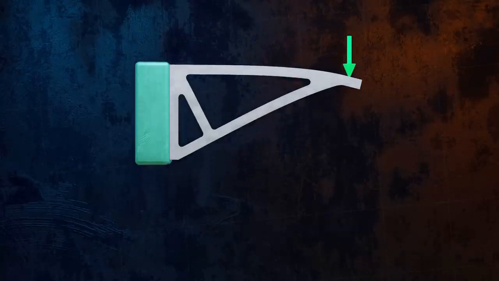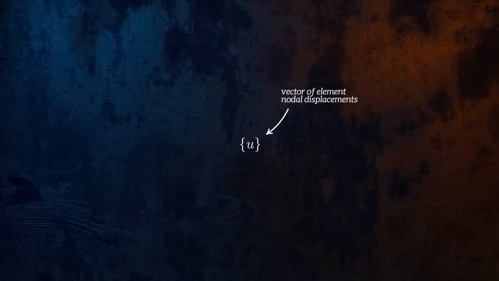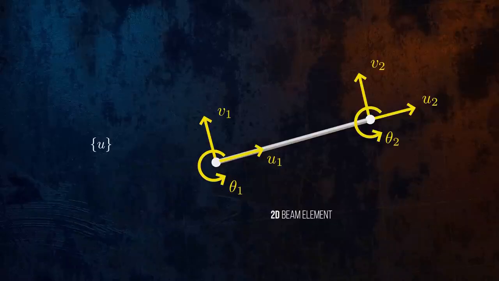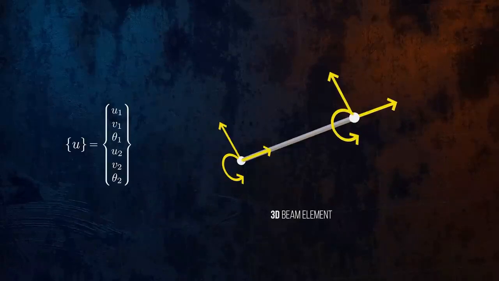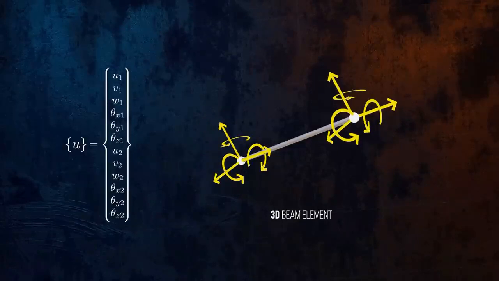For each element, we can define a vector u that contains all of the possible displacements for the nodes of the element, including rotations. If we're analyzing a two-dimensional case with beam elements, each node can translate along the x and y axes, and it can rotate about the z-axis, so the vector u will look like this. Each of these displacements is called a degree of freedom. For the beam element, we have 3 degrees of freedom per node, or 6 in total, for a 3D case that increases to 6 degrees of freedom per node.